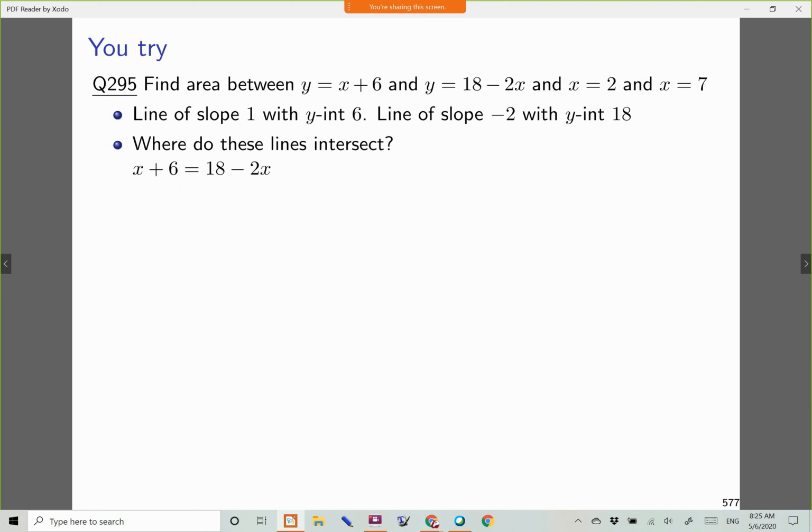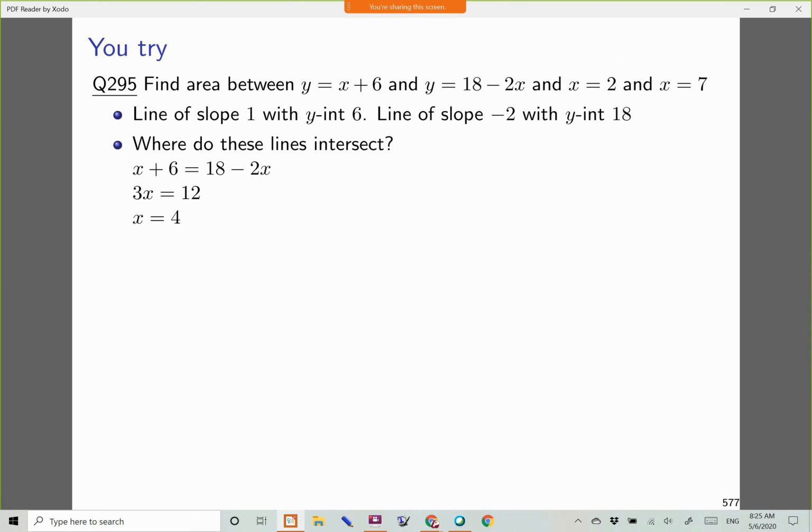So let's just find where these intersect, set the y's equal. We have this nice linear equation to solve. It's not even quadratic. Add 2x to both sides, subtract 6 on both sides. You have 3x is equal to 12. So x equals 4. That's where the intersection is.